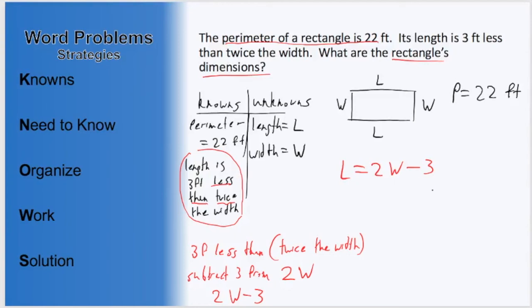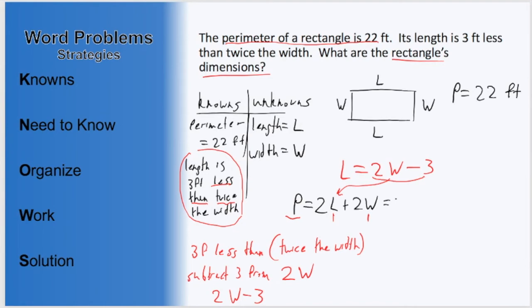To wrap up our organization, we still need an equation related to our perimeter, which relates to our unknowns. Well, the perimeter of a shape is just the sum of all the sides. Here we have 2 sides that are L and 2 sides that are W. We know the perimeter, but currently we have 2 unknowns, the L and the W. So in order to get down to one equation with one unknown, we will make use of the relationship between L and W and just substitute in what we have L to be.